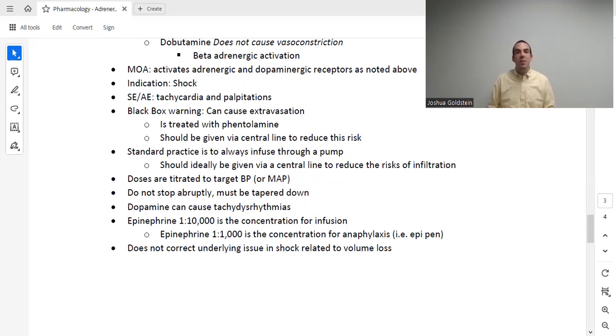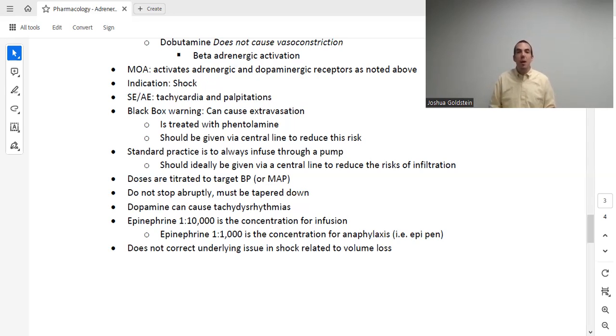Adverse effects or side effects of these drugs are going to be tachycardia and palpitations. That makes sense. If I'm making the heartbeat faster, harder, stronger, then the harder and stronger is going to make me feel like my heart's beating really strong, that palpitation. Tachycardia, if I'm making it beat faster, then of course I'm going to get tachycardia as well.